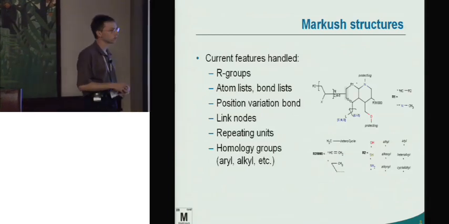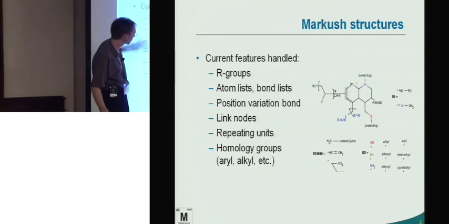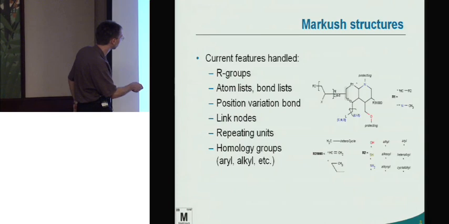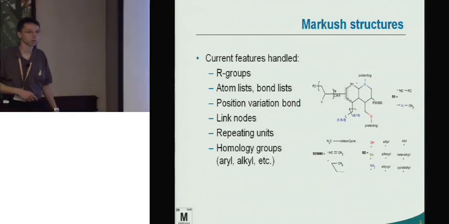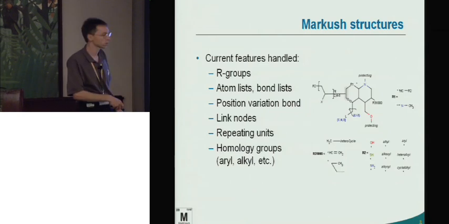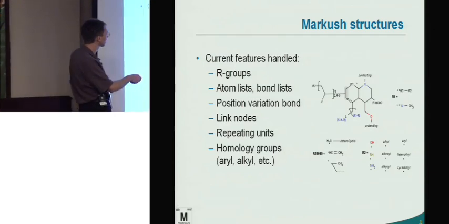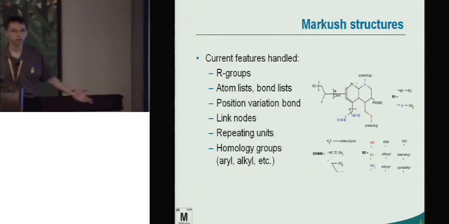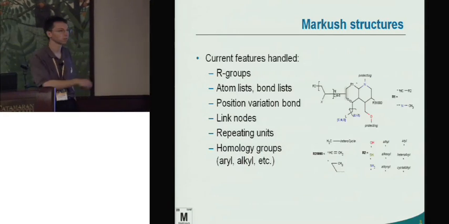These are the current features of these generic notations, which are available in ChemAxon products. So we have R groups, for example this R2 here, and these are the definitions of these R groups. We have atom lists and bond lists. Atom lists are like here, where at this position there can be a carbon, nitrogen, or an oxygen. And a bond list is something like here, which means that this denotes a single or a double bond. Position variation bond means that, for example, this bond here can attach to these highlighted atoms, either here or there. We also have link nodes, which means for example, this atom here can repeat 1 to 3 times, so it may be a larger chain here.